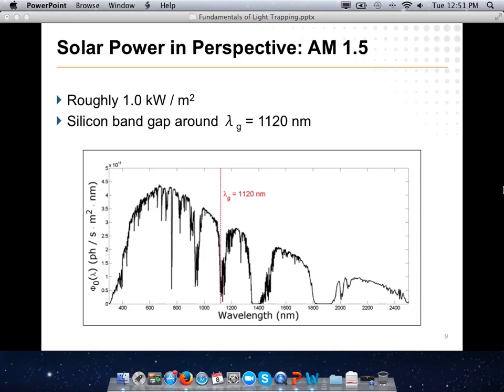Or another way to think of it is, if I'm standing on the surface of the Earth and there's no atmosphere and I'm just looking at the sun, how much sunlight would hit me over the course of a day? That's a way to think of it. So then you have the AM 1.0, which represents what happens when an atmosphere is suddenly included.